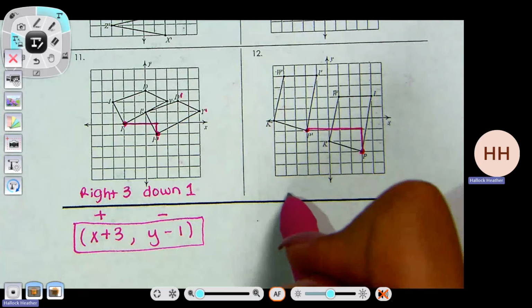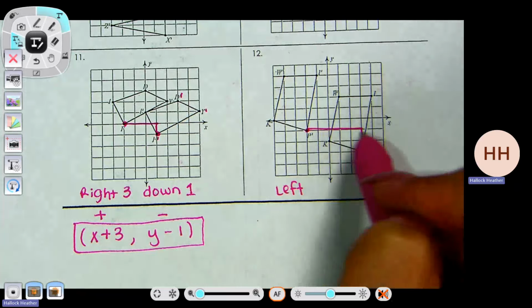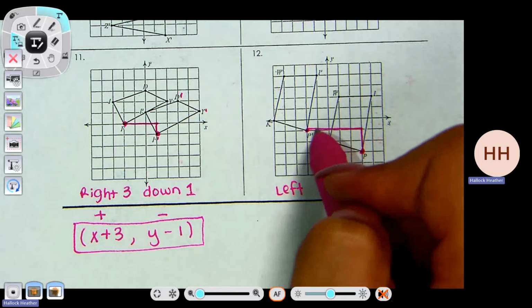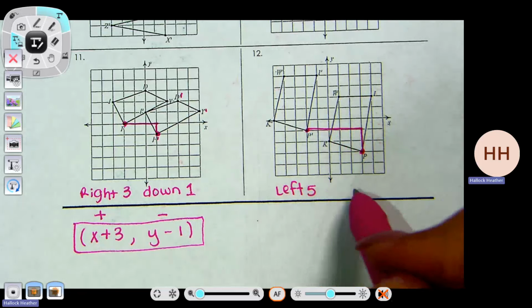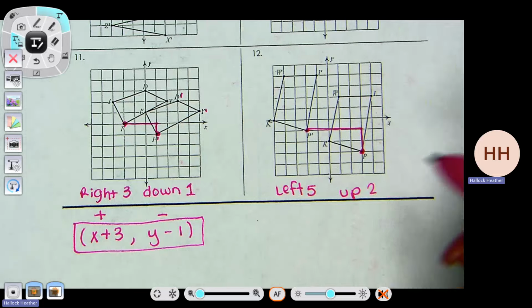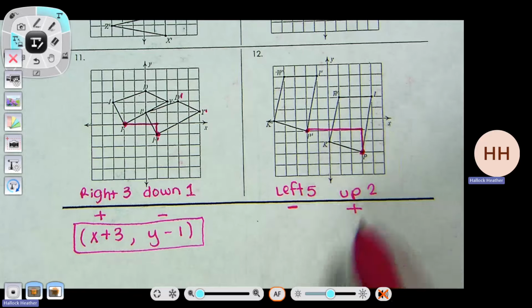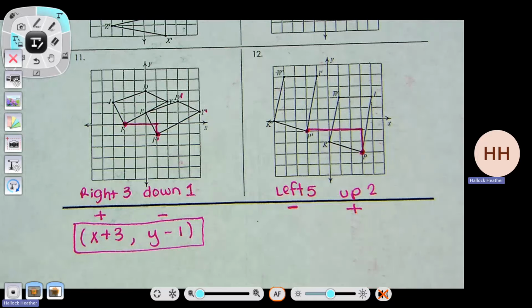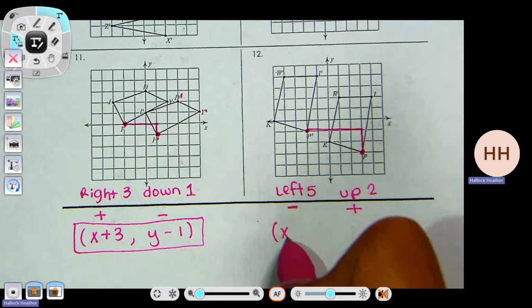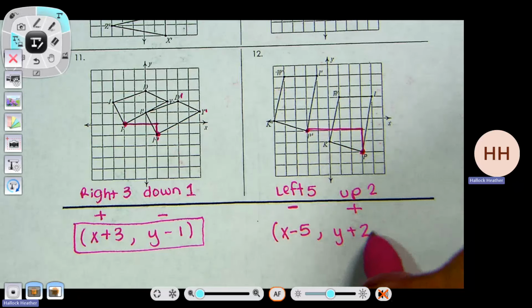I went left because that's X. 1, 2, 3, 4, 5. I went left 5 and I went up because Y is up or down, went up 2. Because I went left, that's minus. Because I went up, that's plus. So I just write it in algebra terms. X minus 5 because I went left, Y plus 2 because I went up.